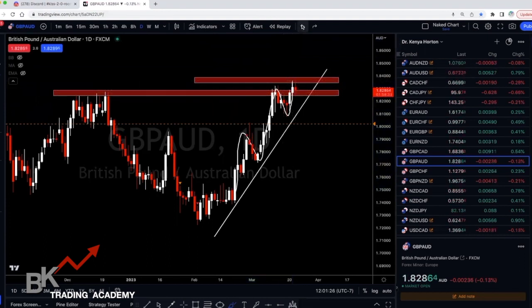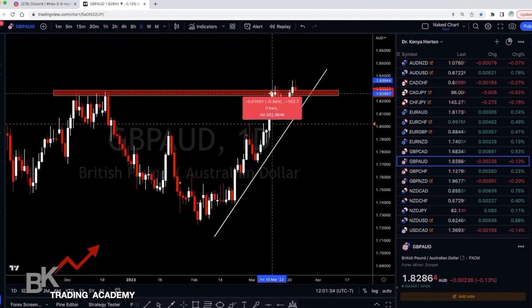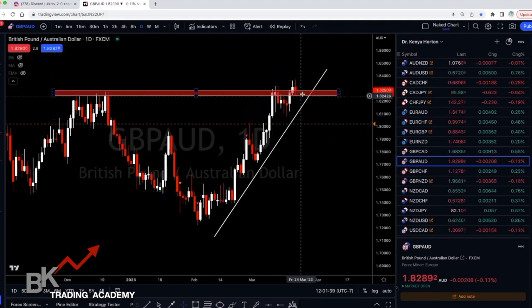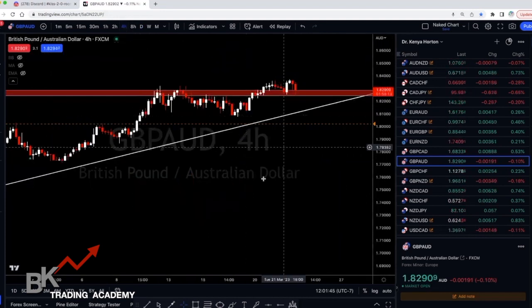So now that I'm seeing that, what I'm going to do is I am going to look on the lower time frame. So if I know that this price has fallen from resistance to here, about 100 pips into a reversal zone, I'm going to set an alert here. So what I did was set an alert here in this zone, and then what I did was move down to my 4-hour intraday time frame.